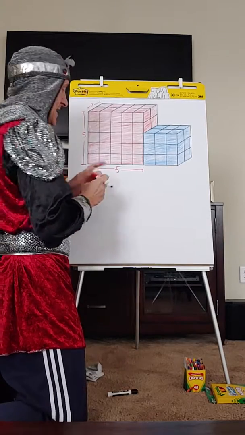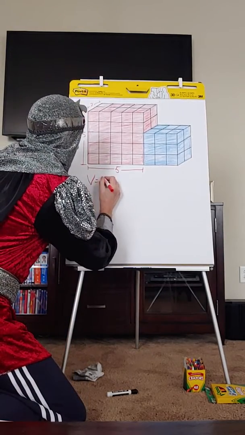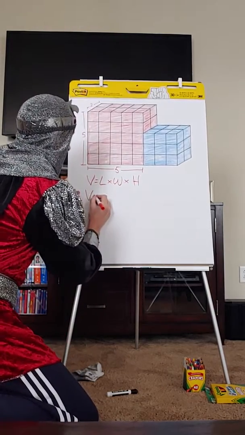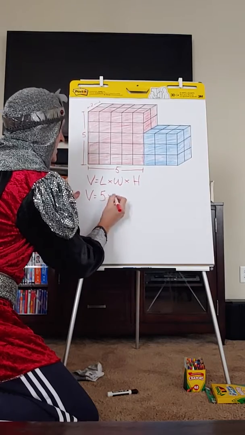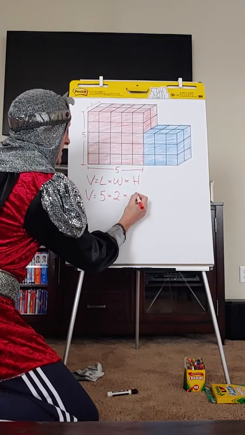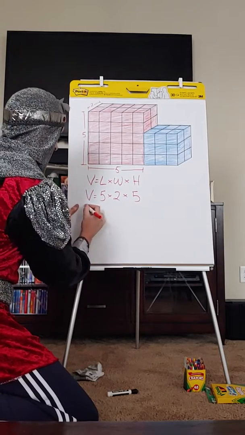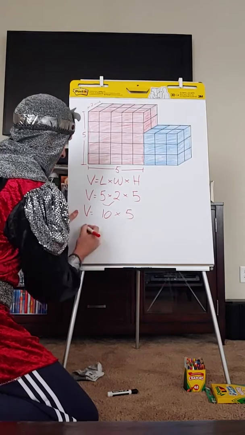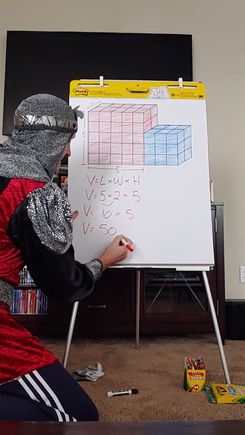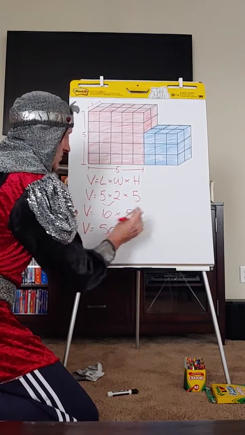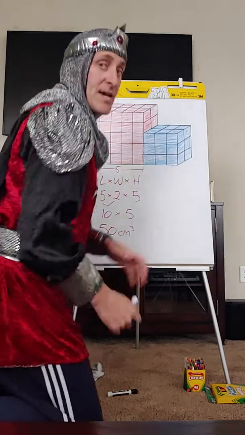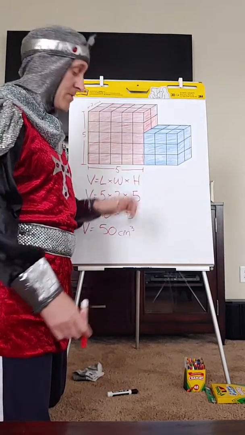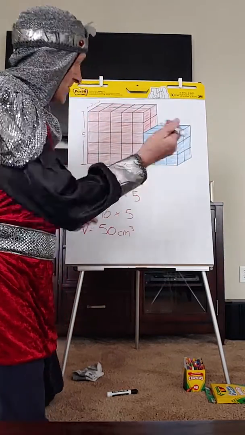So what I'm saying is volume equals length times width times height. Volume equals 5 times 2 times 5. Volume equals, here I'll do the 10 first, times 5. Volume equals 50 centimeters cubed. That means there are 50 cubes that make up this red rectangular prism. How about the blue? Let's do the same thing.